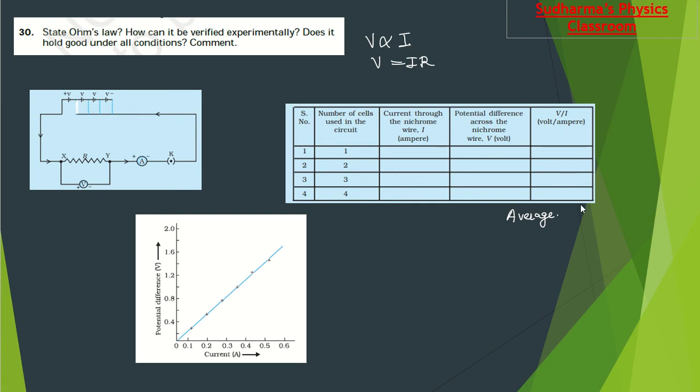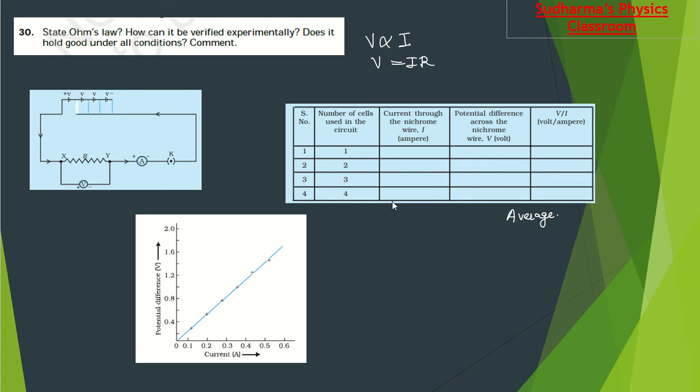The Ohm's law experiment is complete only after drawing the VI graph. After getting the values, we have to plot the VI graph. If the conductor is obeying Ohm's law, then we will get a straight line graph. Does it hold good under all conditions? It will not, because in the statement of Ohm's law itself, the physical conditions should remain constant. When the temperature increases, the conductor will not obey Ohm's law.